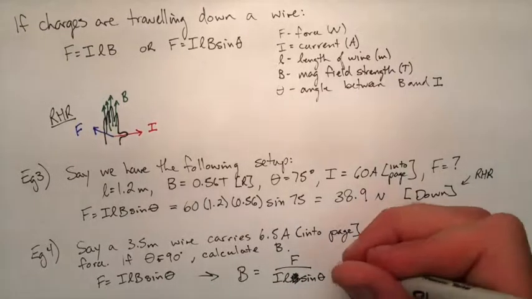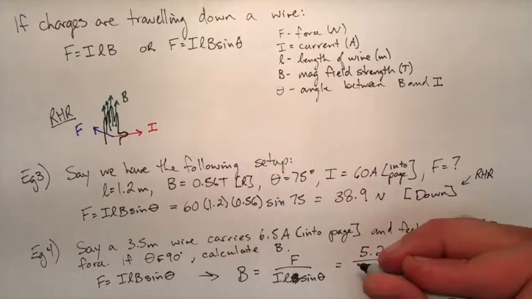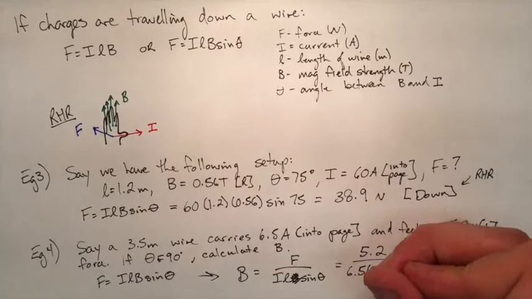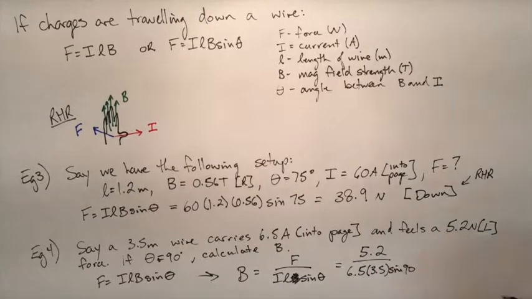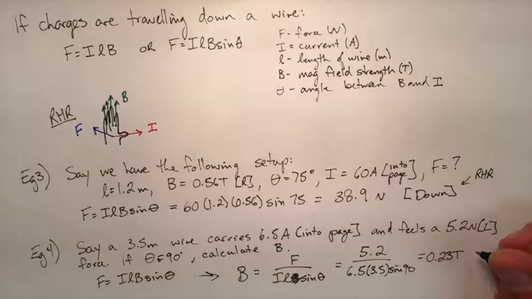So B equals F over IL sine theta. So you put all your values in. Should get a value of 0.23 Tesla. And here, your palm is pointing down. Your thumb should be pointing into the page, so we get your fingers pointing down.